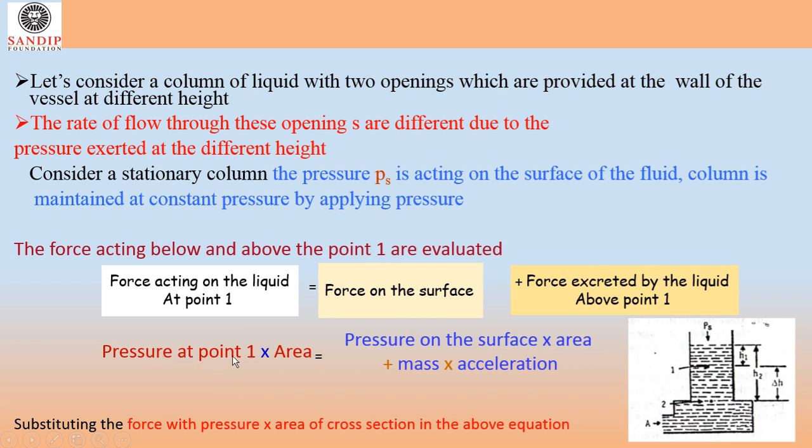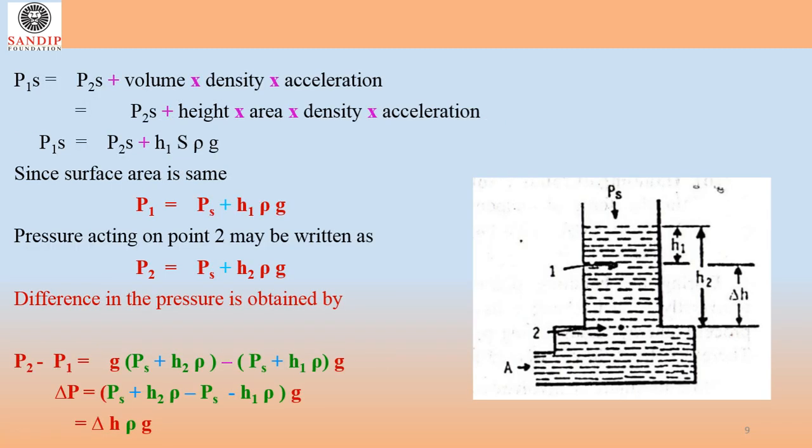So pressure at point 1 into area is equal to pressure on surface into area. Now the force exerted by the liquid above point 1 is given by the equation mass into acceleration. Why the mass here? Because water is there and water has some density. So that's why the mass has been taken. Okay. So this is the last equation which is to be obtained with the help of this diagrammatic presentation. Then next we'll solve this equation.